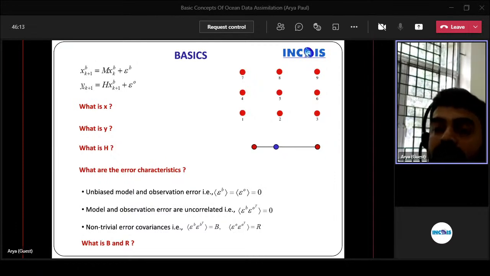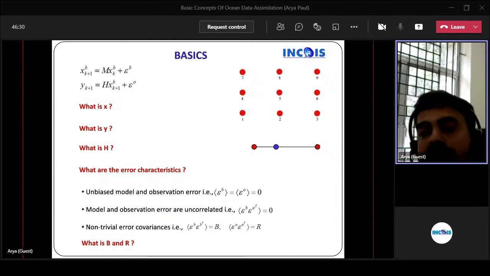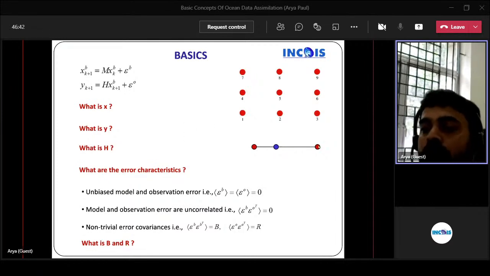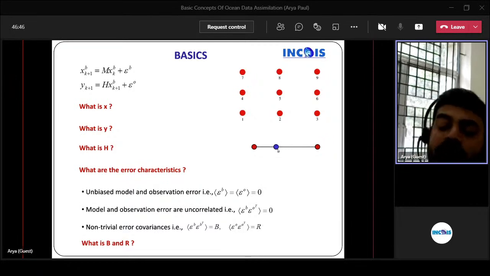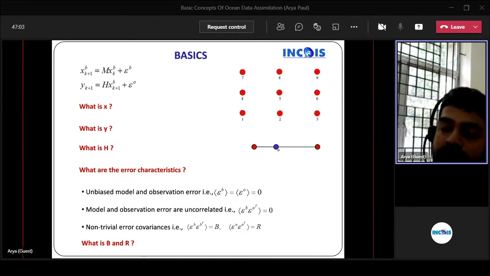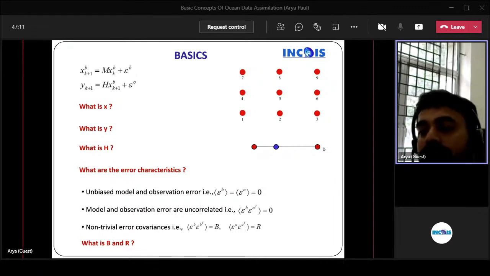The second, y of k plus 1, is the observation at k plus 1. Xb of k plus 1 is your background ocean state at time k plus 1. And H is an operator which, when it acts on your background ocean state, takes you to the observation space. Here you can see two maroon dots, and then there is a blue dot. We have to keep in mind that when we install observations, let's say an in situ observation in the ocean, that observation will not necessarily fall right on the ocean grid. So this blue dot may be placed somewhere in between two ocean dots. However, I solve my equations only on these maroon dots.